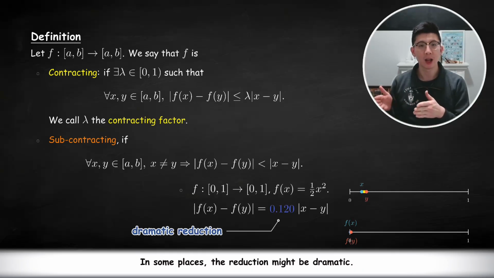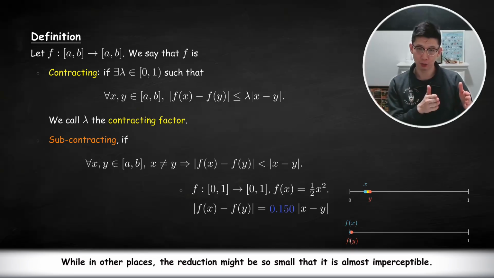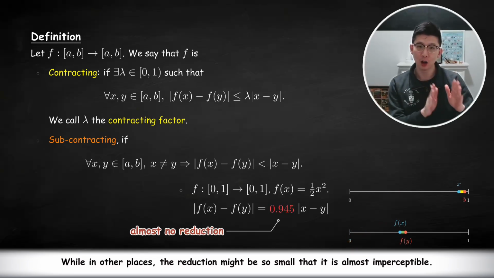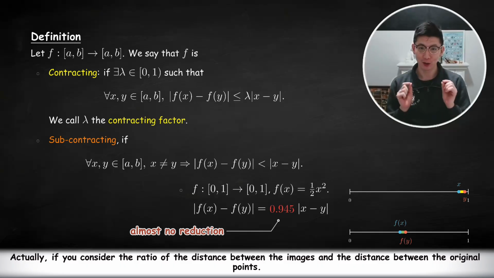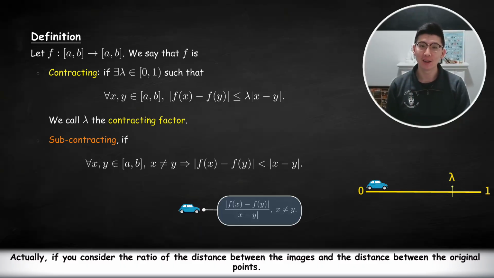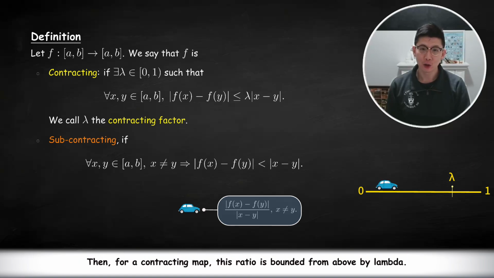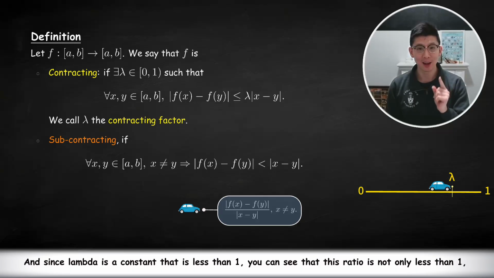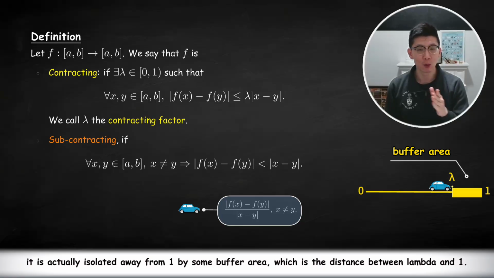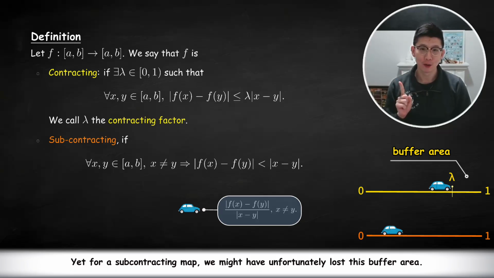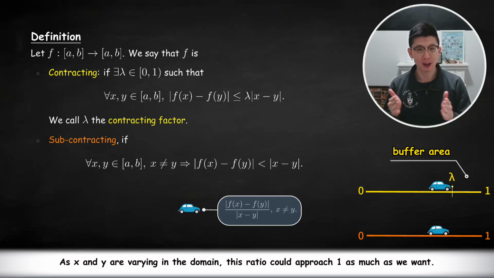In some places, the reduction might be dramatic, while in other places, the reduction might be so small that it's almost imperceptible. Actually, if you consider the ratio of the distance between the images and the distance between the original points, then for a contracting map, this ratio is bounded from above by lambda. And since lambda is a constant that is less than 1, you can see that this ratio is not only less than 1, it is actually isolated away from 1 by some buffer area, which is the distance between lambda and 1. Yet for a subcontracting map, we might have unfortunately lost this buffer area. As x and y are varying in the domain, this ratio could approach 1 as much as we want.